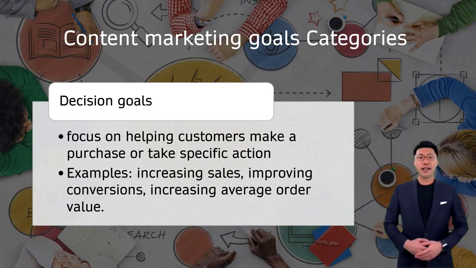Finally, we have decision-focused content marketing goals. This type of goal is focused on guiding potential customers to make a purchase from your brand. The goal is to provide them with the information and motivation they need to make a decision and take action. Examples of decision goals include increasing sales, improving conversions, and increasing the average order value.